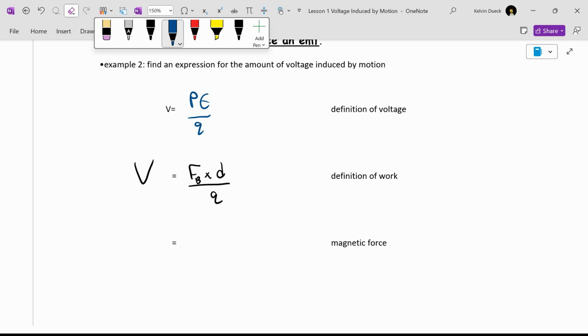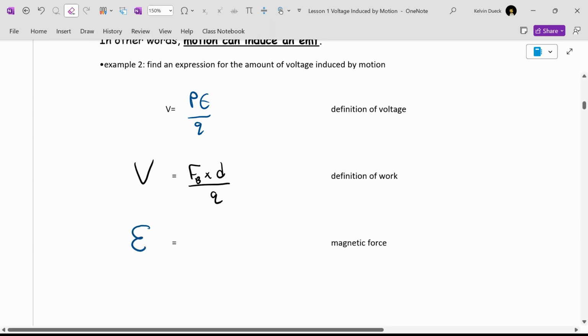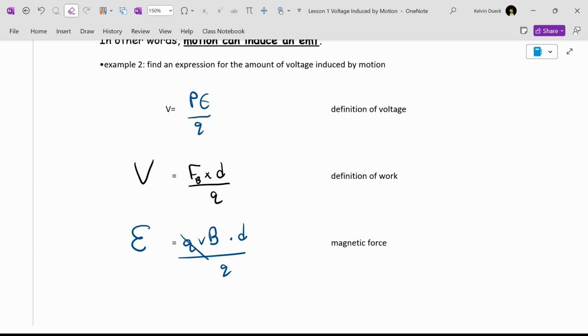I'm wanting the equation for magnetic force on a charged particle. Now I'm going to use, instead of V for voltage, the EMF symbol, and it's QvB and then times distance over Q. The Q's end up canceling. I also switched to the EMF symbol so we wouldn't have a V and a V and be tempted to cancel them when one's voltage and one's speed.